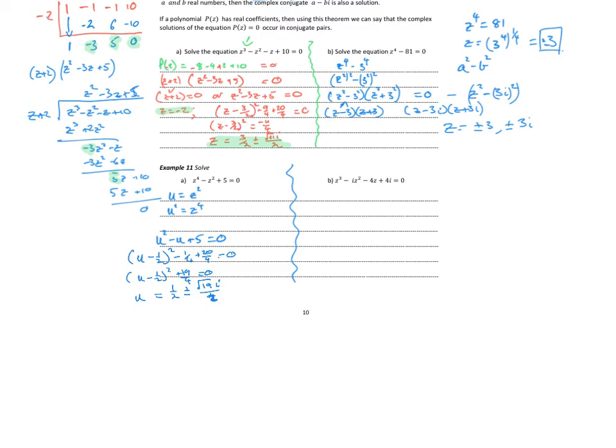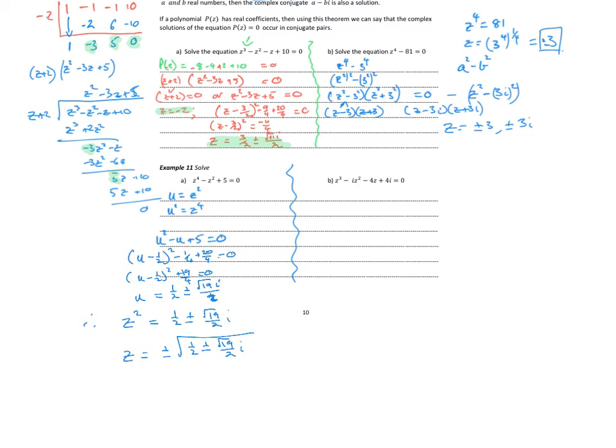But u is not what we started with. We started with z, and u is equal to z squared. Therefore, z squared is equal to 1/2 plus or minus the square root of 19 on 2i. So we can in fact just write it as plus or minus the square root of that. As ugly as it looks, at this point in time, that's a really acceptable answer.